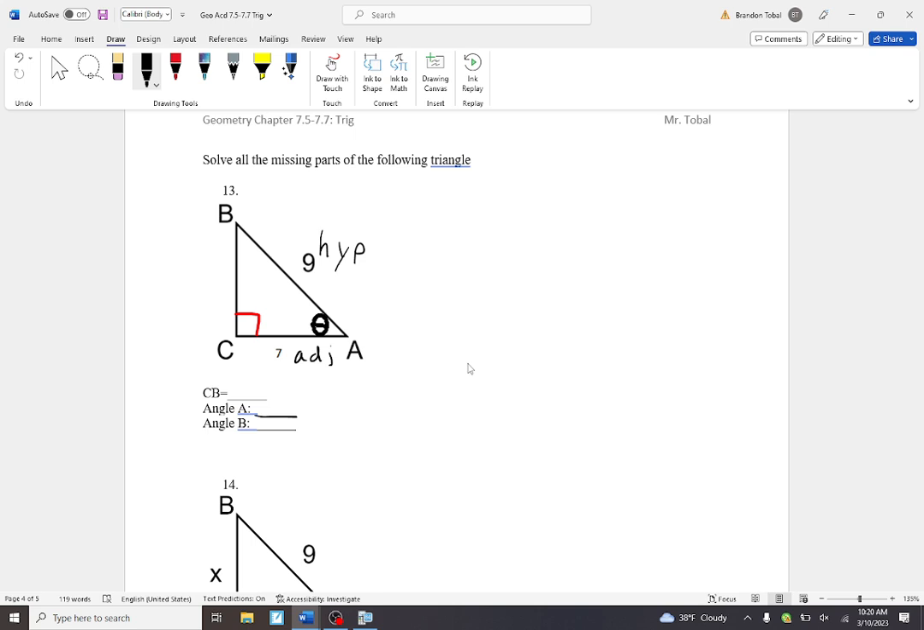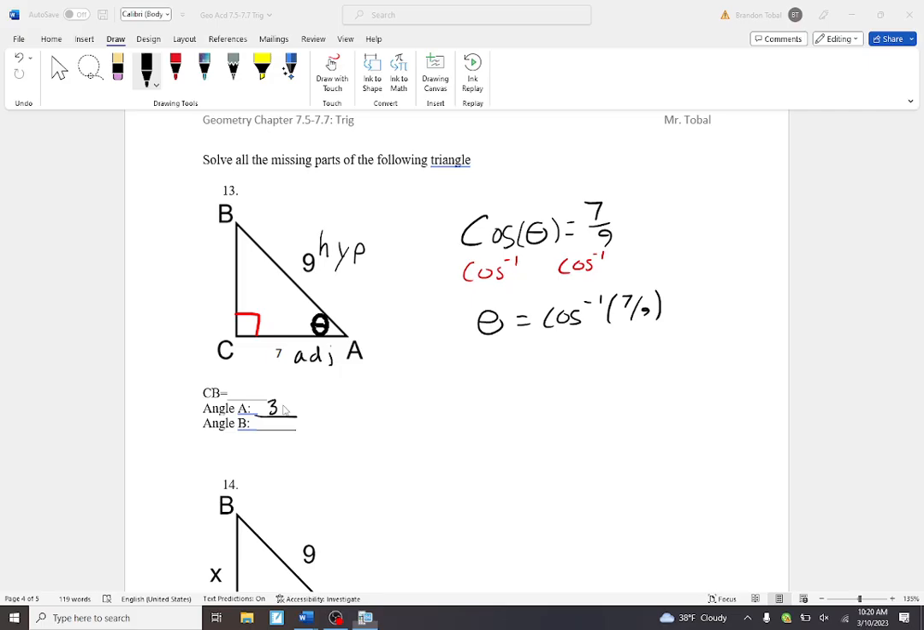CAH. So cosine of theta, we could put even the letter A if you really want to. Let's do X. Cosine of X is 7 over 9. So how did I get rid of that cosine again? Cosine -1. So now I have theta equals cosine -1, 7 over 9. It's 38.9. That would be your A.